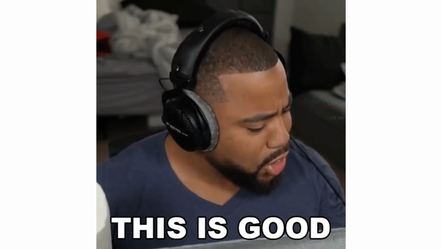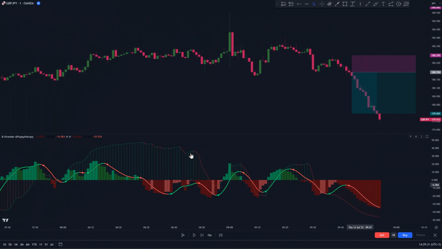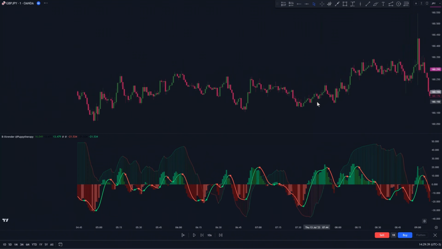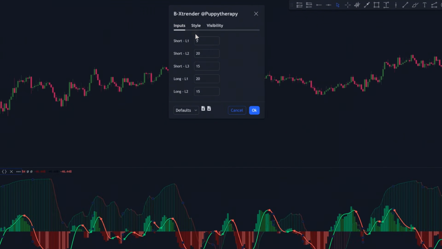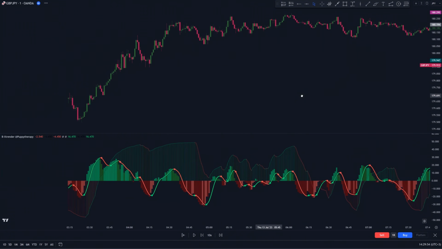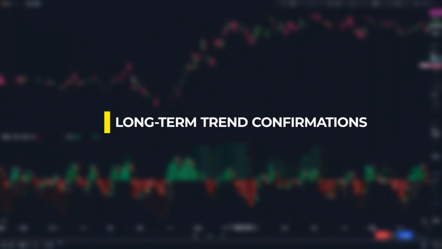Now, this is good. However, you will notice that the B-Xtrender Trend histogram can only be used to identify short-term trends in the market. I couldn't find the right way in the input settings of this indicator to also identify long-term trends, so for that reason, we're gonna add another indicator for long-term trend confirmations.